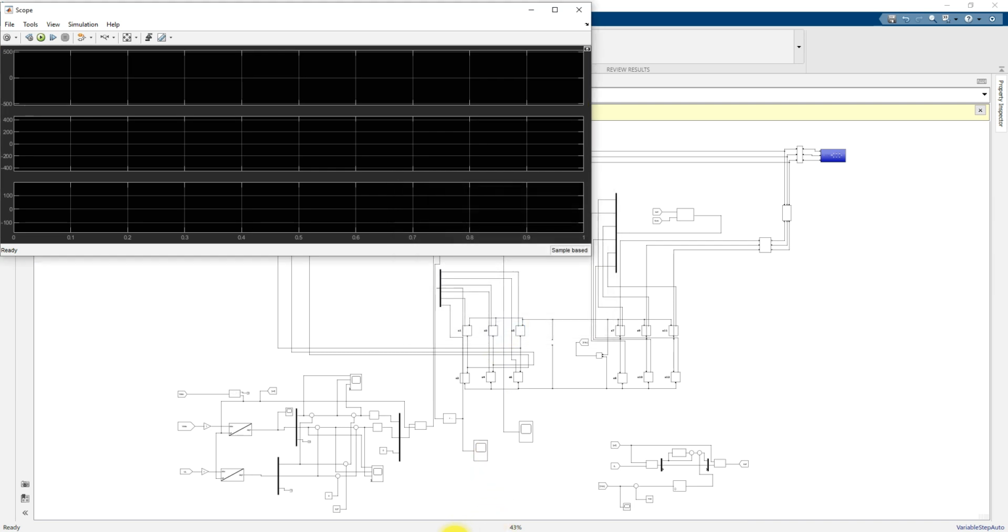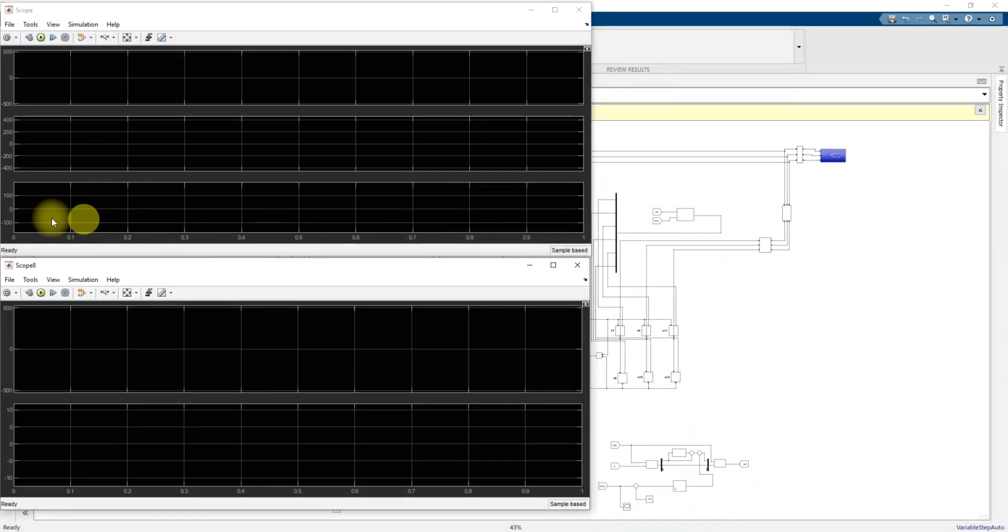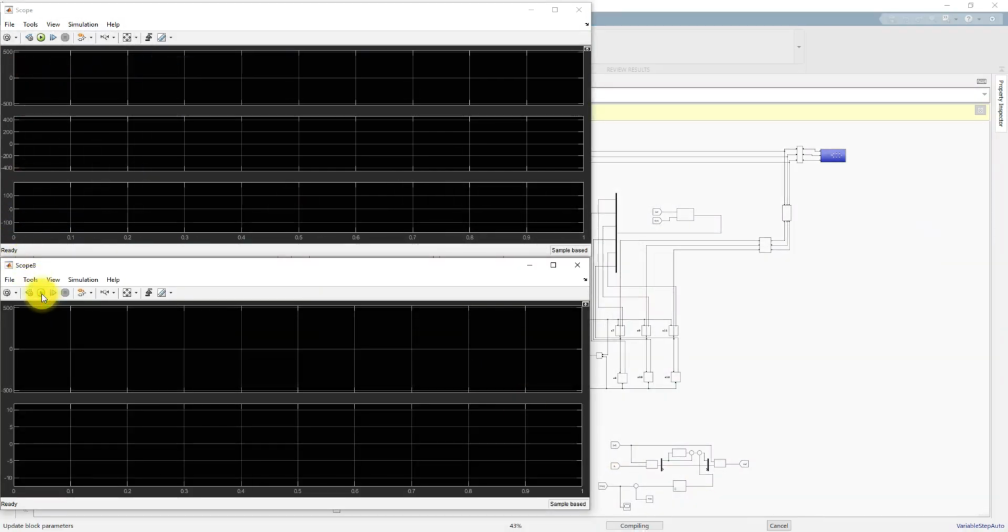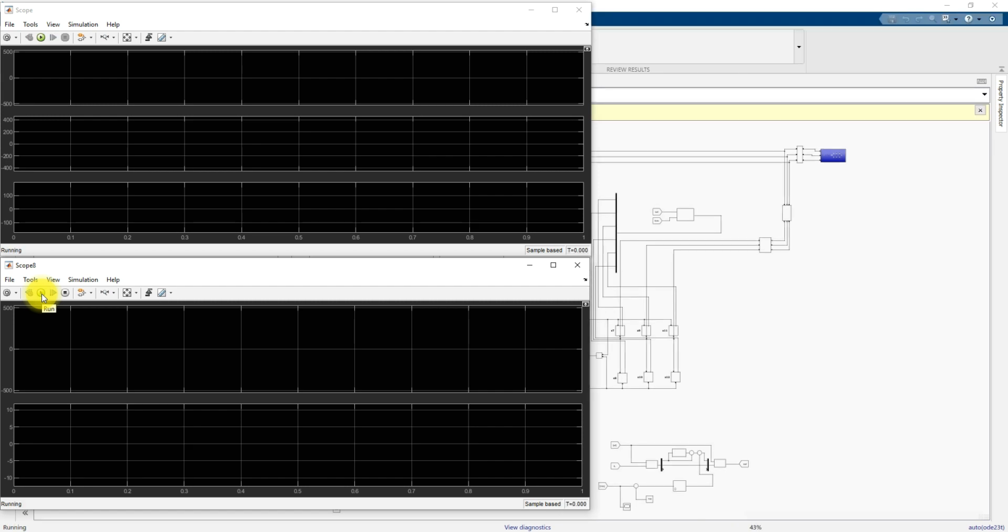Okay, no problem. So now I'm going to simulate this model. Same operating condition, whatever condition we followed previously, the same condition is updated in this model also. Here we use DQ control for both the series and shunt filter. You will see the response result of this model.